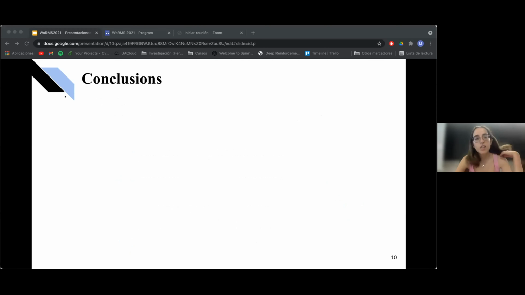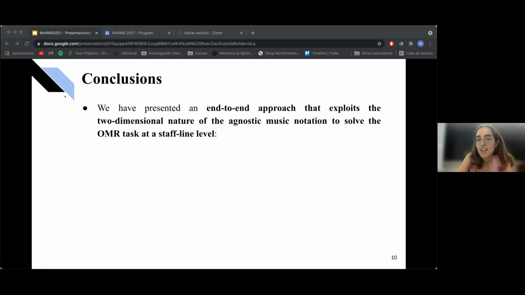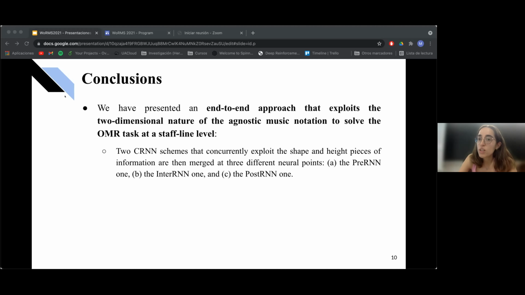So to finish, let me give you a really quick summary of our work and what we plan to do next. I have just explained very quickly a holistic, end-to-end approach that looks for exploiting the dual nature of agnostic music notation. And we have seen that it works, and we have considered three different scenarios based on the merging point, that is, where we fuse the shape and the vertical position of the symbol features.